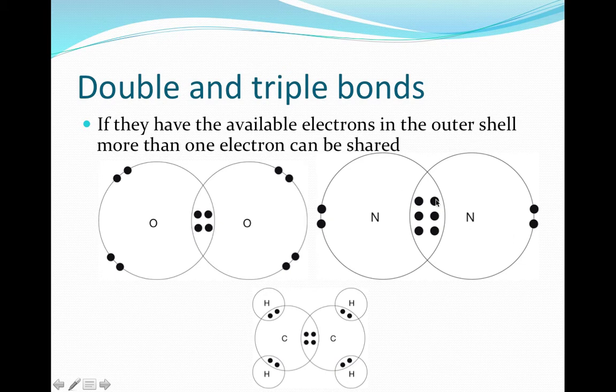Nitrogen does the same thing, but here we've got 1, 2, 3 bonding pairs. So we'd call that a triple bond. And they can have a mixture of them as well. This is something called ethene. So we've got 2 carbons with a double bond holding them. And then each carbon has also got 2 hydrogens on it, because carbon needs to share all 4 of its outer shell electrons to get that full stable octet.